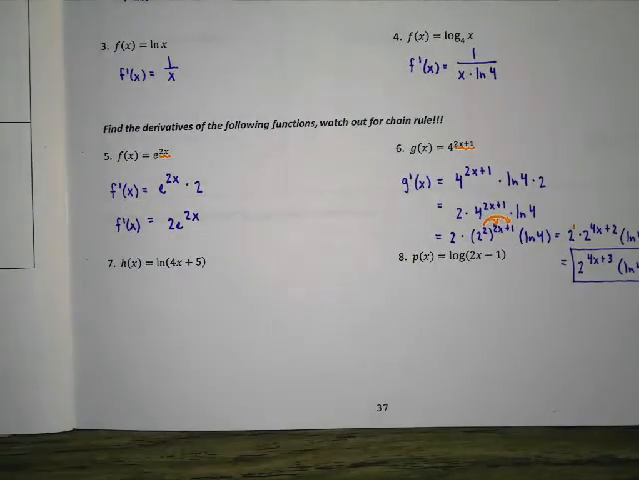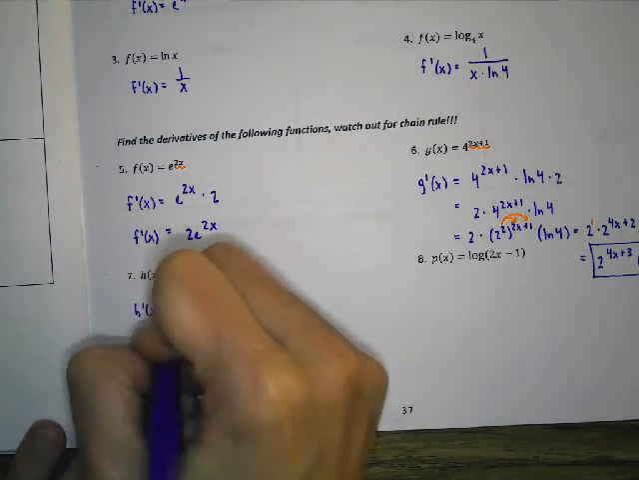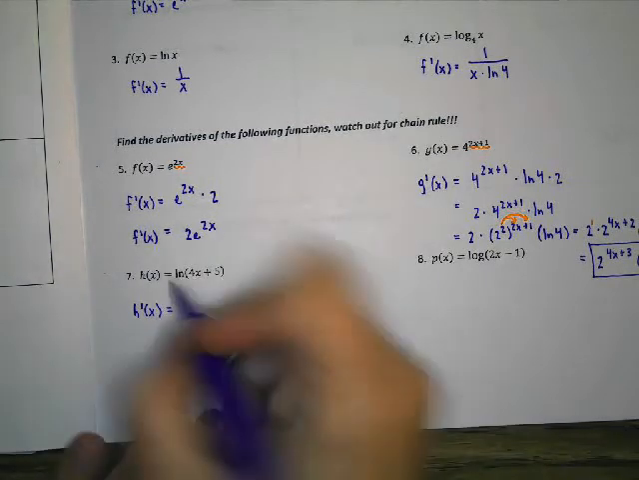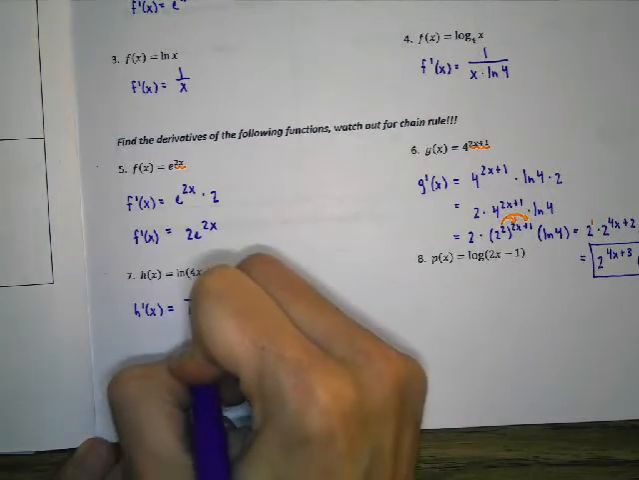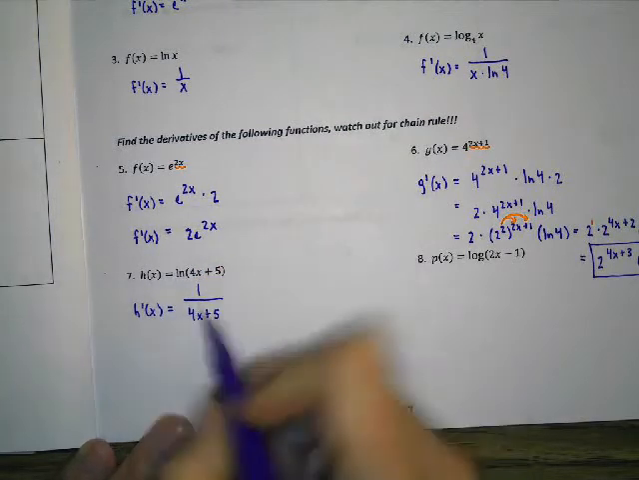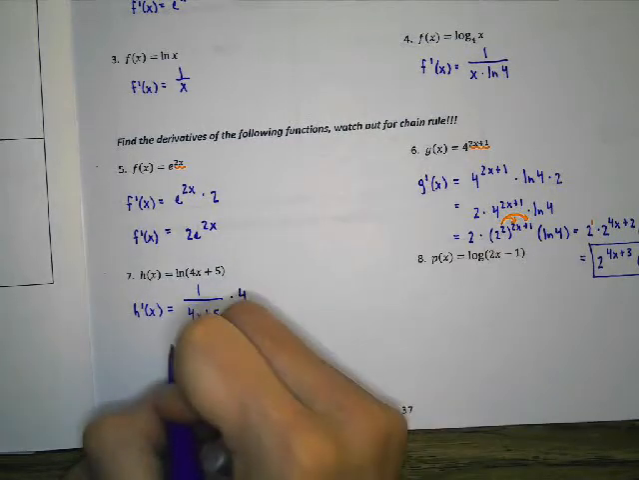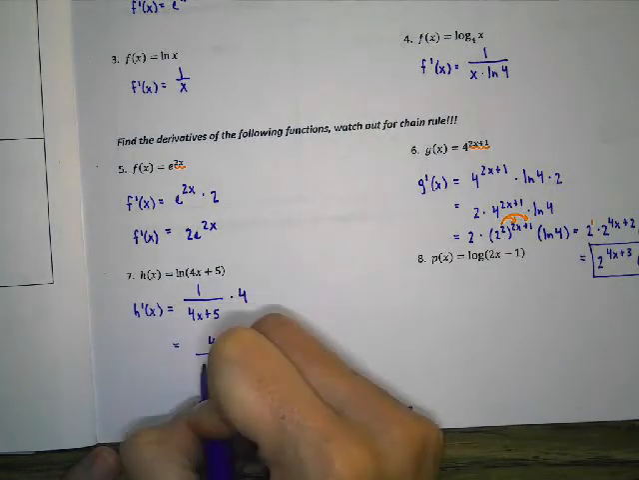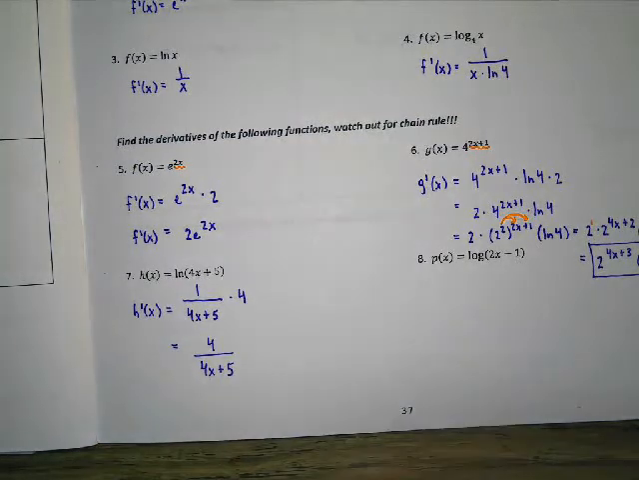Okay, for the last 2 on this page, my next one is natural log of 4x plus 5. So here, if I take the derivative, I know the derivative of natural log is just 1 over the argument there, so 1 over 4x plus 5. And then again, I'm going to take the derivative of my inside, so times 4, and my derivative is just going to be 4 over 4x plus 5.